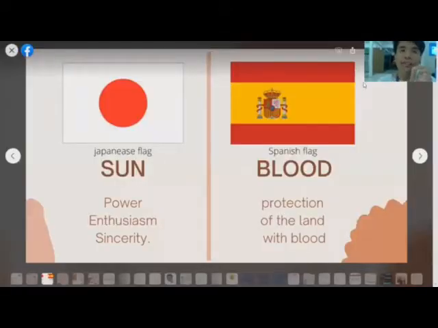I choose the Japanese flag and Spanish flag. The red color in the Spanish flag is on both the upper and lower edge, and the shield symbol means blood, representing the protection of the land with blood. The red color on the Japanese flag represents the sun, which represents energy and enthusiasm. The sun also refers to the Japanese emperor who descended from the son of God.